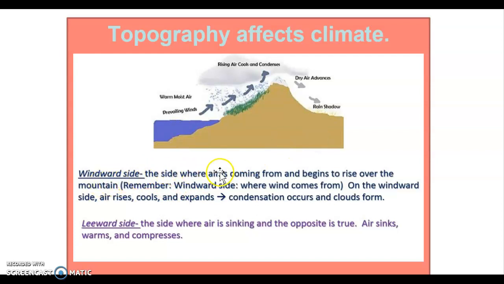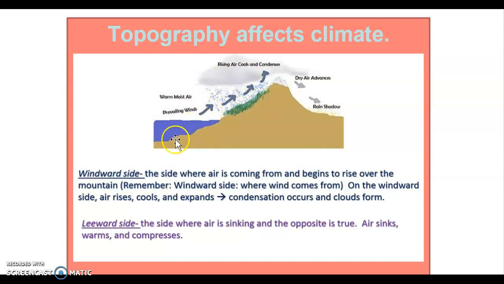That's the side where air is coming from and begins to rise over the mountain. So this is the windward side where the wind comes from. On this side, you will notice that you'll have a wet climate simply because of evaporation, because of the presence of water here, and condensation usually takes place.